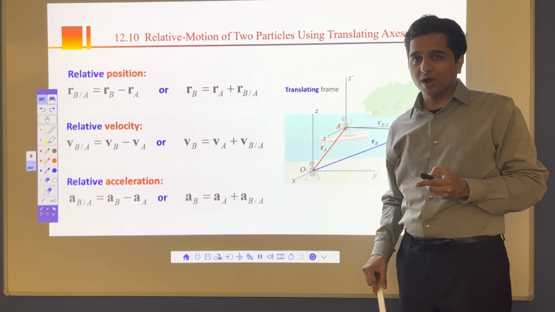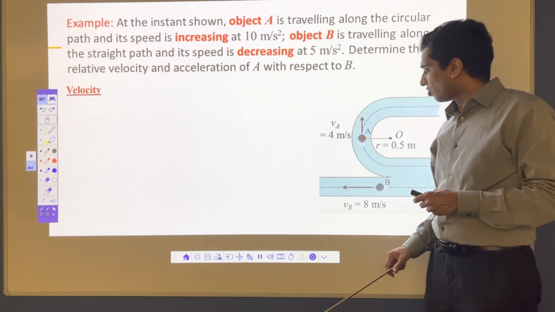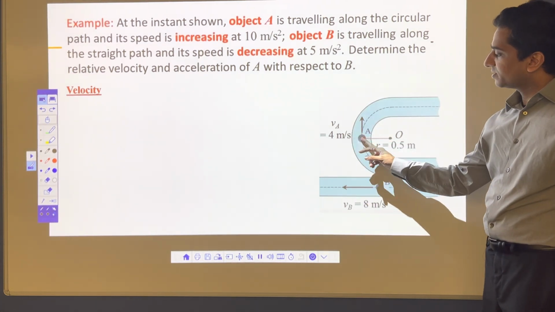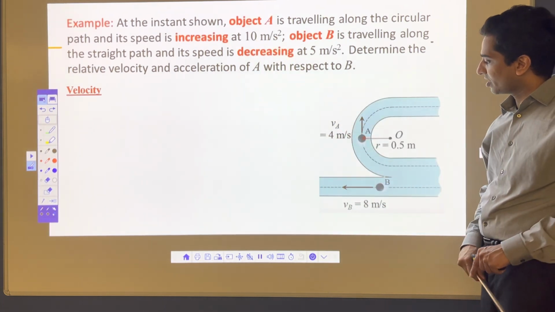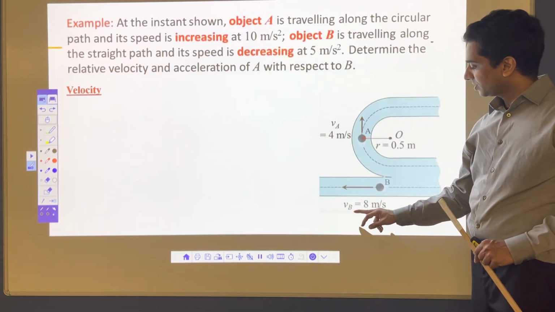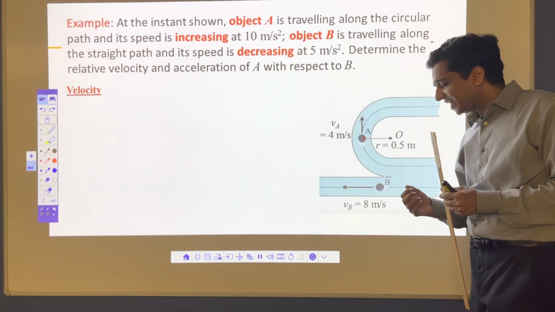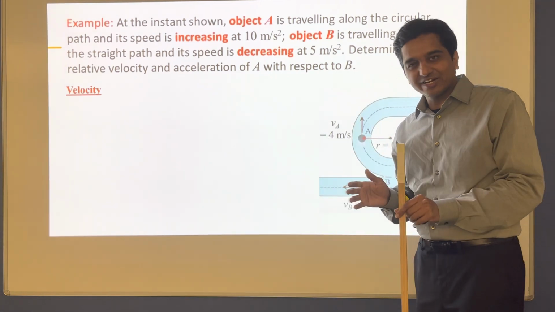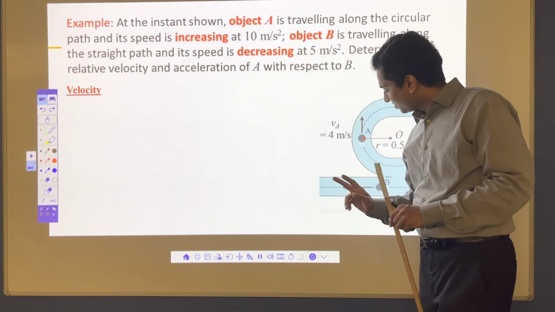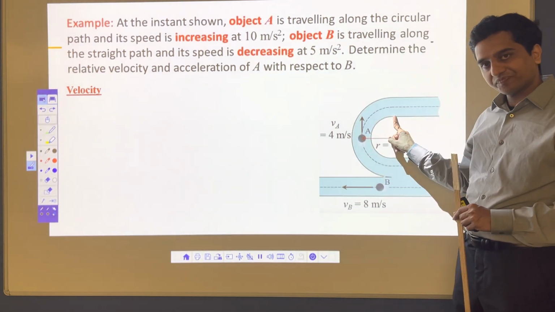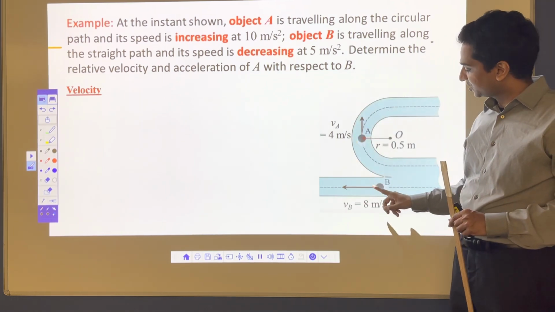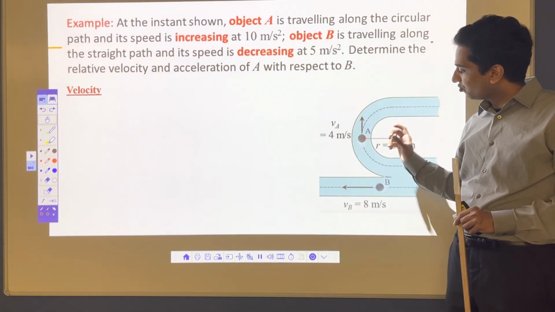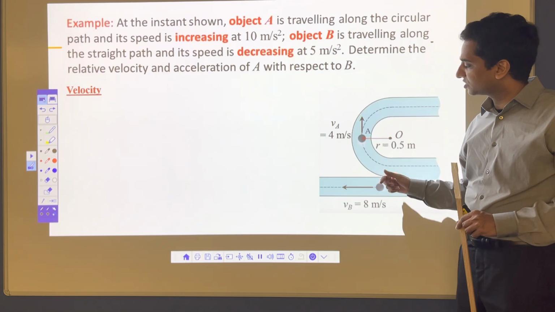Let's jump directly to the problem. In this problem we have two particles. A is moving with 4 meters per second and has an acceleration of 10 meters per second squared, and B is also moving in this direction at 8 meters per second. If you have two trains going in the same direction, you can calculate relative velocities relatively easily. But here the motion takes a turn and has a completely different direction. B is going in this direction, at different velocities, so we have to find a way to calculate relative velocity and relative acceleration between them.